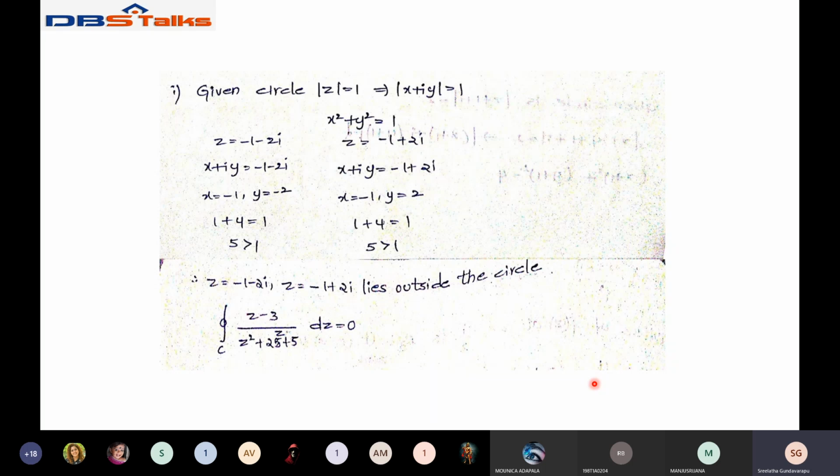Next, to verify the second pole. The second pole is z equal to minus 1 plus 2i. So z is x plus iy. Comparing real and imaginary parts, we get x equal to minus 1 and y equal to 2. Then substitute in the circle equation, we get 5 greater than 1. So this also lies outside the circle. So the two poles lie outside the circle mod z equal to 1. Then by using Cauchy's residue theorem, the integral of (z minus 3) by (z square plus 2z plus 5) dz equals 0. In this case, the two poles are outside the circle. That's why the value is 0.